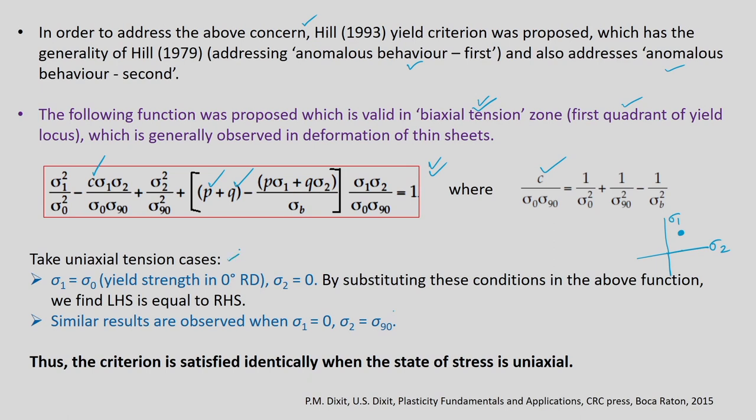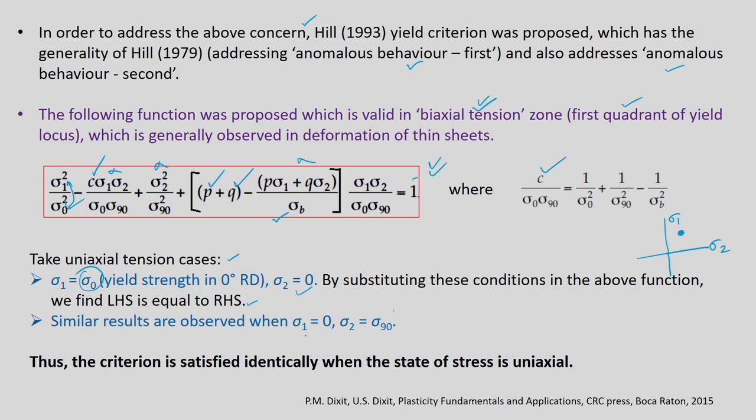Suppose you take a uniaxial tension case along the rolling direction, and take one yield strength, let us say sigma naught. Since it is uniaxial, sigma 2 becomes 0. So you put this condition in this equation and check; the left hand side would be equal to the right hand side. Because sigma 2 becomes 0, this entire term would be 0, and this term also will become 0. Then sigma 1 equals sigma naught, so these two will be equal because here it is 1. It is satisfied.